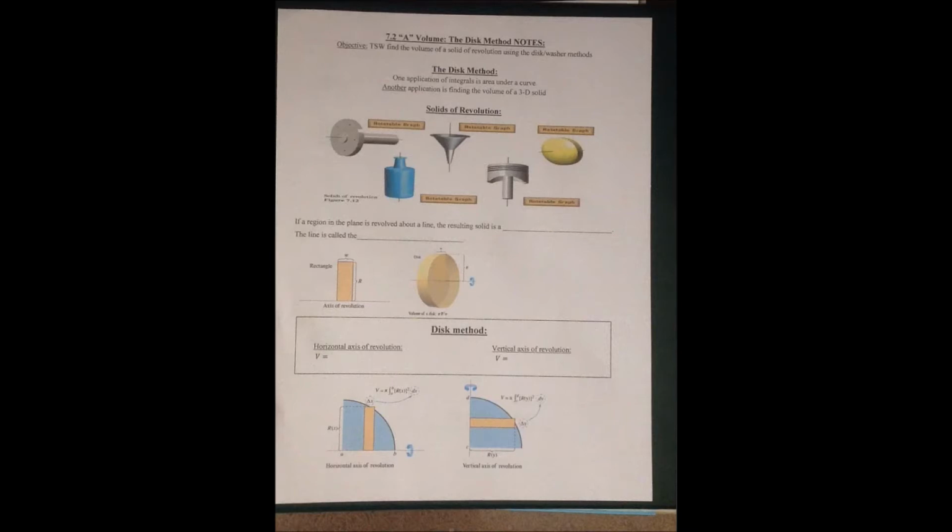What you're doing when you're integrating is you're finding the area underneath the curve using an infinite amount of rectangles, so giving you an exact area underneath the curve. Today what we're going to do with integrals is we're going to actually find the volume of three-dimensional solids. We're going to find the volume of three-dimensional solids using the method called the disk method.